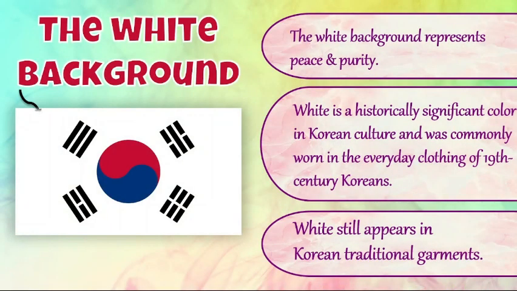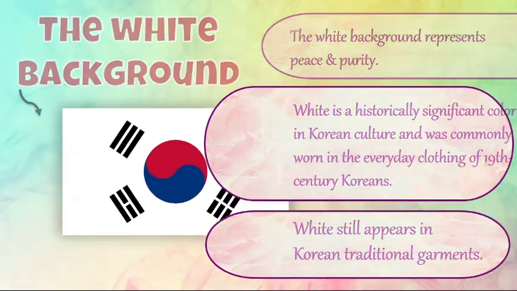Okay, first let's talk about the importance of the white background of the flag. So basically the white background represents peace and purity. White is a historically significant color in Korean culture, and therefore it was commonly worn in the everyday clothing of 19th century Koreans. And this color, white, still appears in Korean traditional garments. Like you can see in the traditional hanboks, the color white being a prime color in the traditional clothing. So this is what the white background represents.